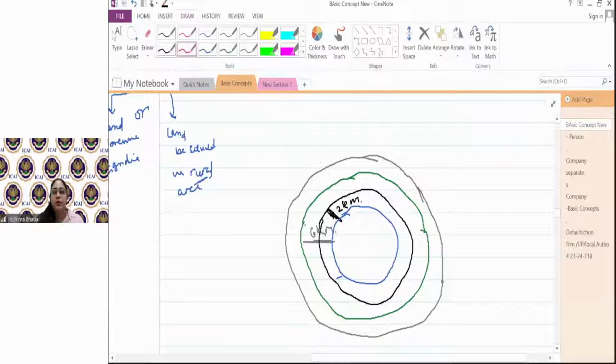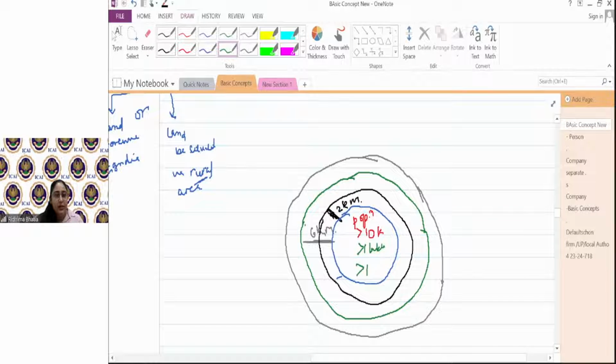Let's make it simple. Population is more than 10,000. So this municipality area is obviously your urban land, but along with that, the 2 kilometer area would also be your urban land. Population more than 1 lakh: now it would be easier. Then not 2 kilometer, but 6 kilometer area would also be covered under the agricultural land, which is urban.